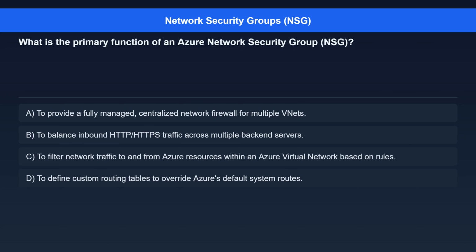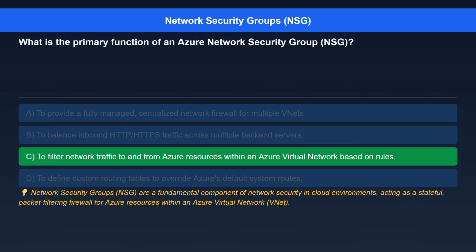Question 4. What is the primary function of an Azure Network Security Group, NSG? Option A, to provide a fully managed, centralized network firewall for multiple VNets. Option B, to balance inbound HTTP/HTTPS traffic across multiple backend servers. Option C, to filter network traffic to and from Azure resources within an Azure virtual network based on rules. Option D, to define custom routing tables to override Azure's default system routes.